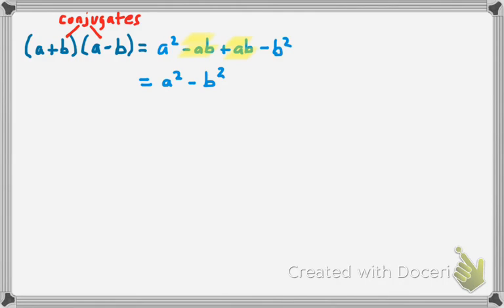Every time you multiply conjugates, when you multiply what are called the outer terms and the inner terms, they're always going to be opposites of one another, like this, and they're always going to cancel out. So you're always just going to end up with the first number squared minus the second number squared from those conjugates. Since you have a subtraction problem involving one perfect square minus another perfect square, that resulting product is what's called a difference of squares.